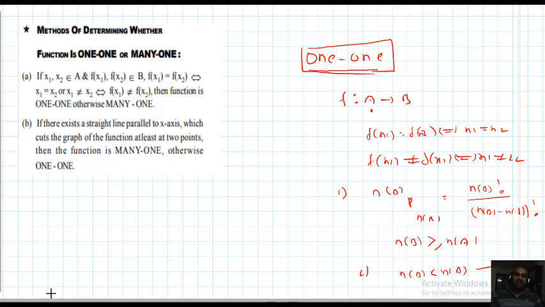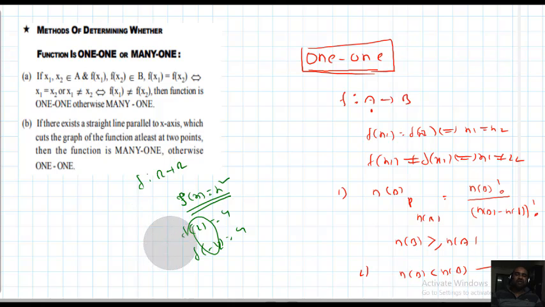Now I want to explain the graphical test. For example, f of x equal to x square is given. If f is defined from R to R by f of x equals x square, then it is not a one-one function. Why? Take f of 2, that is 4. f of minus 2 is also 4. Two different elements have the same image, so it is not one-one.